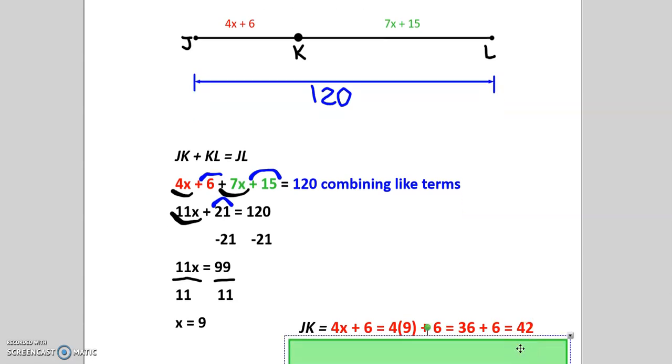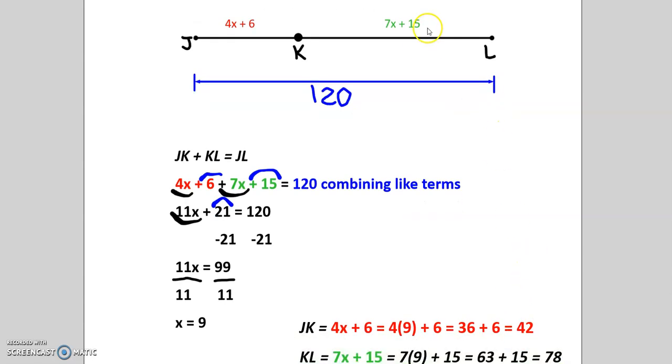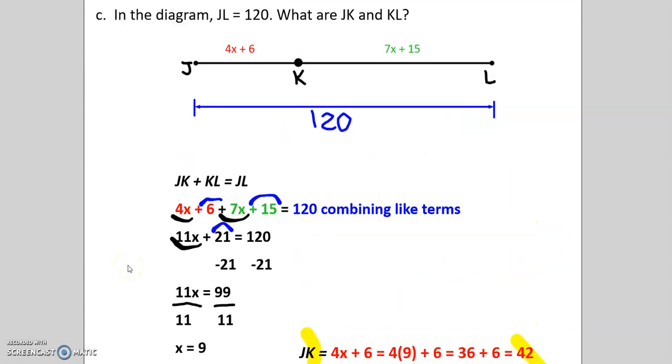And I have to do the same thing for KL. KL is 7x plus 15. I know what x is now, so I'm going to substitute 9 in for x. Anytime we substitute, we want to put in parentheses. Now I'll do 7 times 9 gives me 63, plus that 15 is 78. And those are my final answers, guys. 42 is JK and 78 is KL. Remember to jot down any questions, and I can't wait to answer them during the synchronous session.